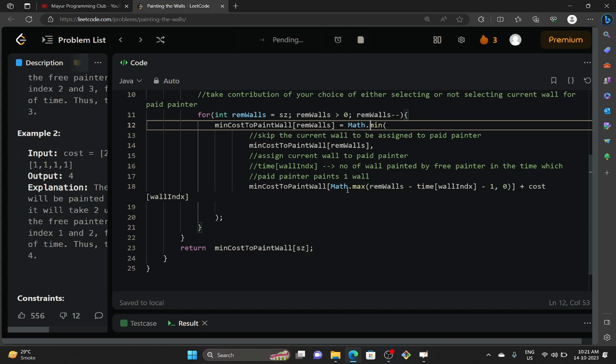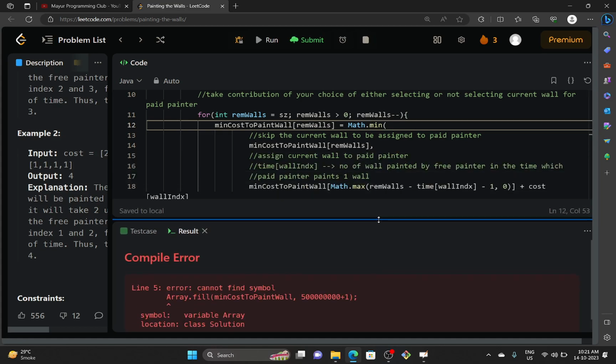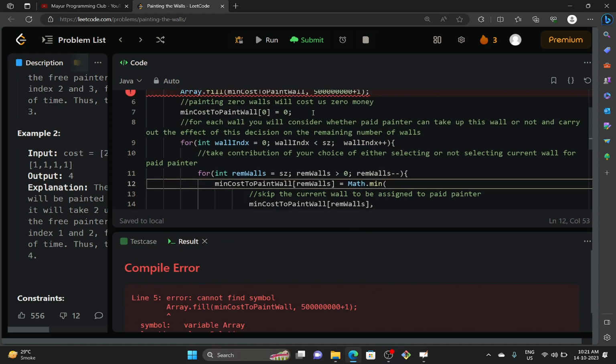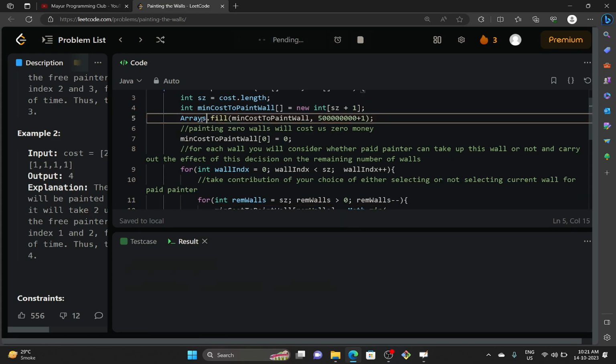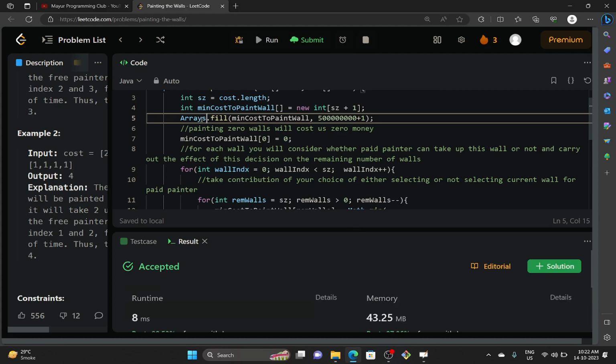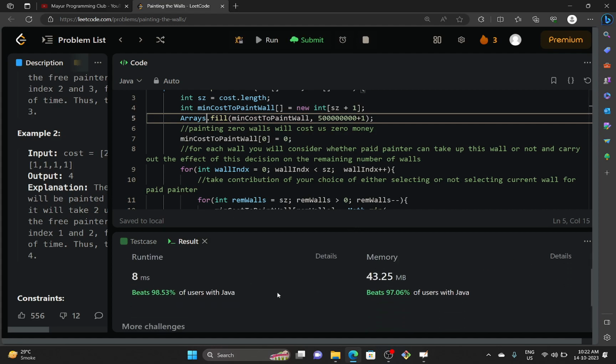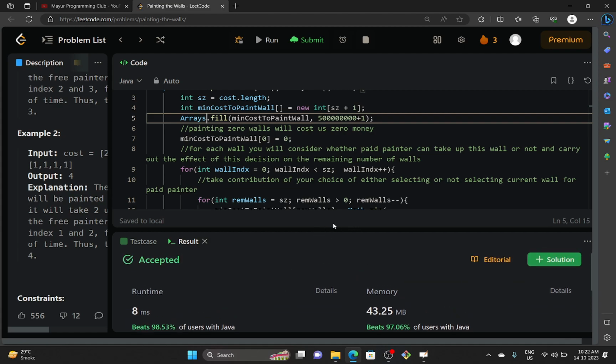Let's try to submit for sample test case. Okay, it should be Arrays.fill. As you can see, it's getting accepted for sample test cases. Submitting for final evaluation. Yeah, it's getting accepted for final evaluation also.